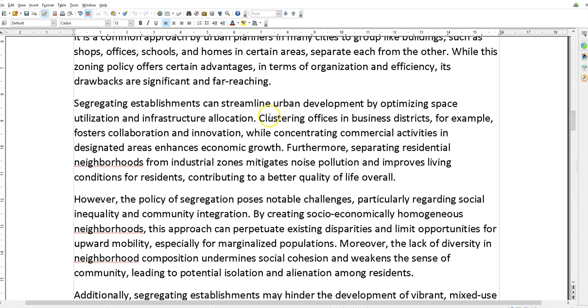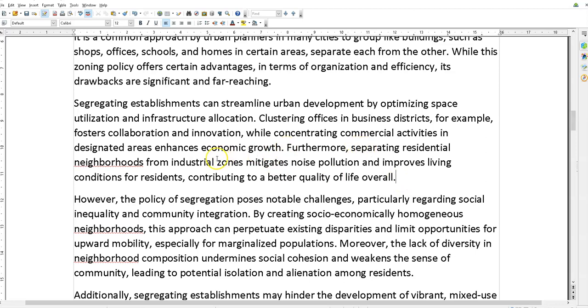paragraph number 2, I say it can streamline development, optimize space. If you put all your offices in business, I mean, if you think about it, lots of major cities do have a business area or district, and they put them all there for a reason, because of collaboration, and that's where people go for business. In the same way they put all the shops in one area, the shopping malls. I don't know why they actually do this, really, but that's what the planners do.